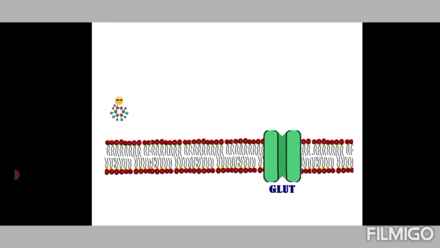Now, glucose is a large molecule. It's a polar molecule, so it cannot go through the plasma membrane by diffusion. So this hydrophobic core will not allow the polar molecule, namely the large molecule glucose, to get into the cytoplasm, into the cell. So what happens is that glucose depends on GLUT transporters. Now, glucose cannot go through the plasma membrane, but it can take the route of GLUT.